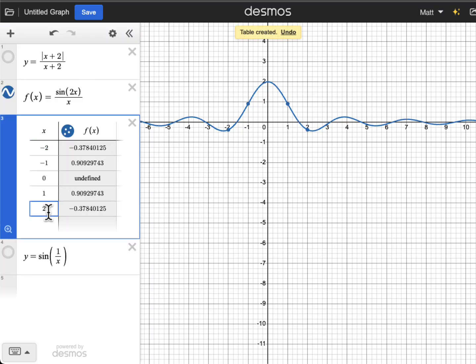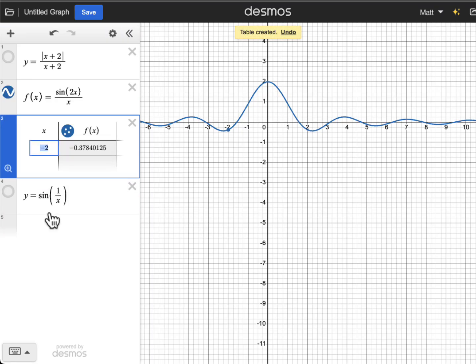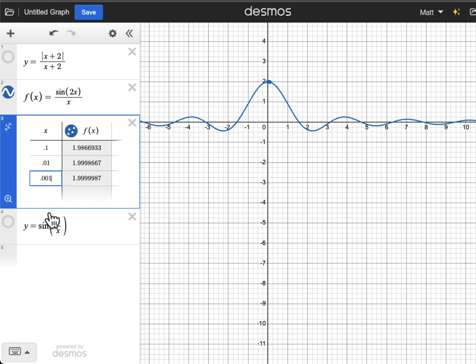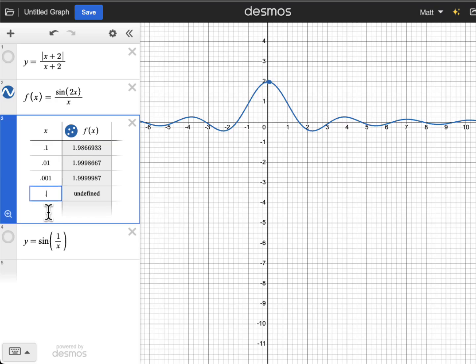And let's delete these inputs and input numbers that are getting closer and closer to 0, such as from the right, let's begin with 0.1, and then 0.01, and then 0.001, and then 0.0001. And you can see we're getting closer and closer to 2. In fact, it's rounding to 2 at this point.